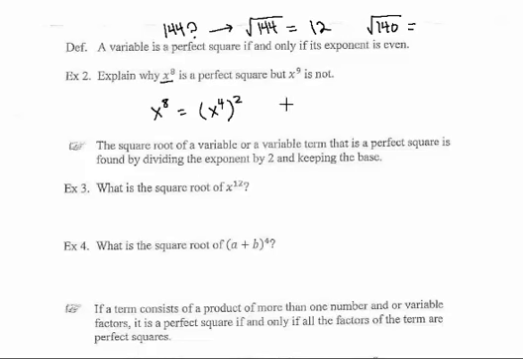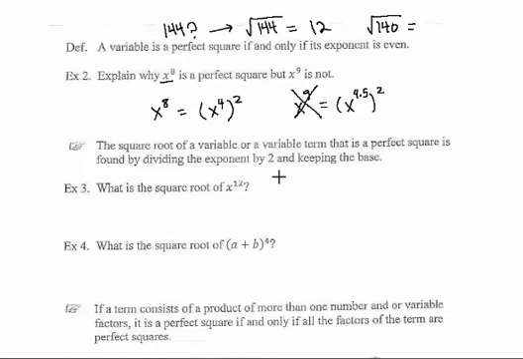However, x to the 9th, if we were to try the same trick, square the variable x with some exponent here, that exponent would have to be a 4.5. And we only want whole number exponents here. We don't want an exponent such as 9. It's not a perfect square because 9 is not evenly divisible by 2. So x to the 9th power is not a perfect square variable.